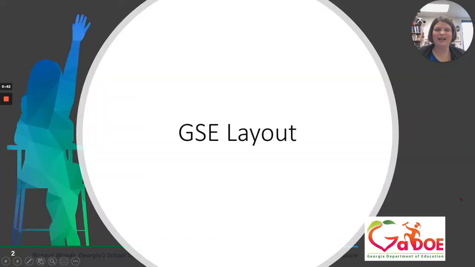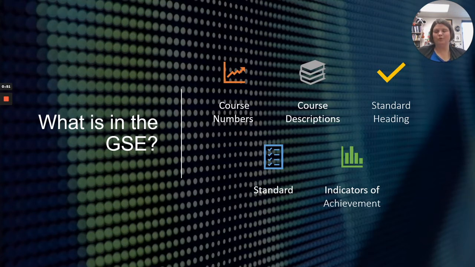So first, we're going to talk about how the Georgia Standards of Excellence are laid out. So what is in the Georgia Standards of Excellence? Obviously, you can get a copy online at the Georgia Department of Education. You can even just Google Georgia Standards of Excellence for Music, or go to the Fine Arts section of the Georgia Department of Education. You're going to get course numbers, course descriptions, and headings for each of the standards that we're responsible for teaching, then the actual standards, and under each standard there will be at least one or more indicators of achievement. So that's the layout, and we're going to look at what that looks like in the actual GSE document.